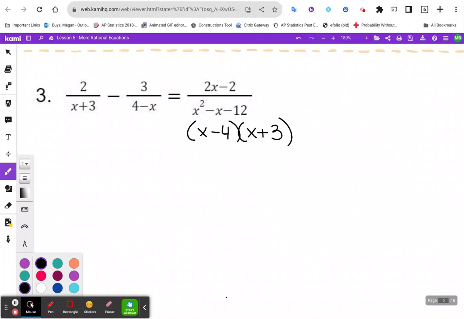Now, I see the x plus 3 in the first one, which is nice because then I know I'm only missing a x minus 4 over here. Now I run into a tiny snag here because I know that this 4 minus x, if I want it to be x minus 4, what I need to do is multiply by a -1. And whatever I do to the bottom, I'm going to do to the top. And then I'm going to deal with that piece first. So that's going to turn this -3 into a +3.